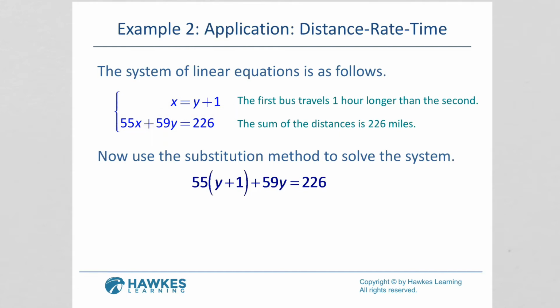So 55 times Y plus 1 plus 59Y equals 226. When I go ahead and distribute, I get 55Y plus 55 plus 59Y equals 226. Collect like terms gives me 114Y on the left. Subtract the 55 from both sides gives me 171. Now I will divide both sides by 114. So Y is 1.5.